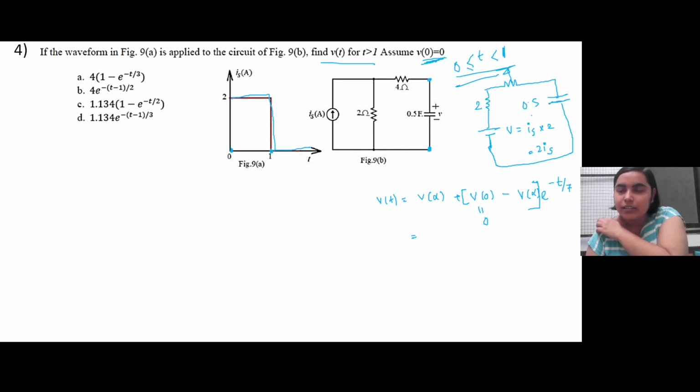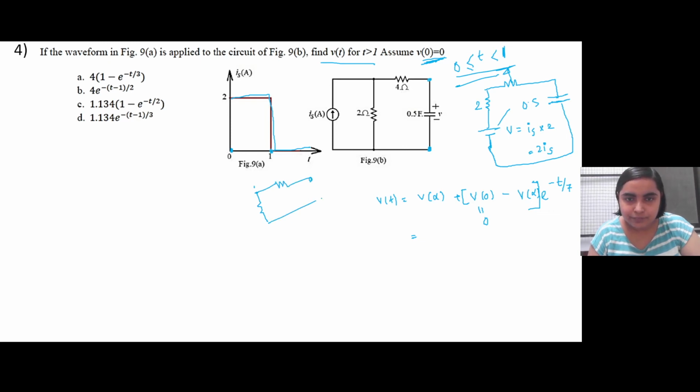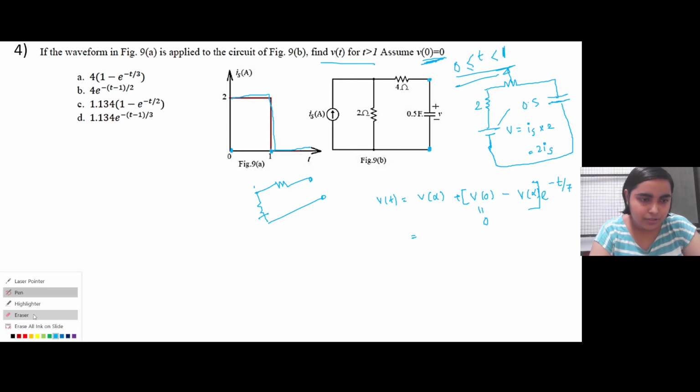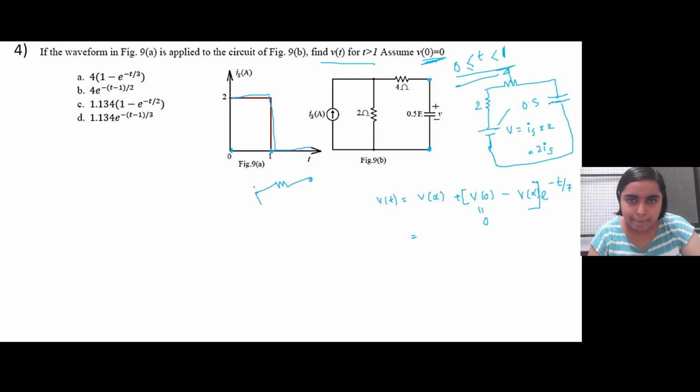Whenever it is at steady state, the capacitor will act as an open circuit, right? So in steady state there will be no current actually flowing through the circuit, because this will behave as an open circuit. So it will be like this. Sorry, there is a source here, of course. So this is the 2 ohm resistance, and this is Vs.